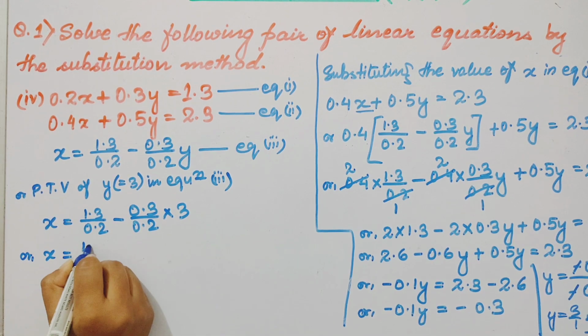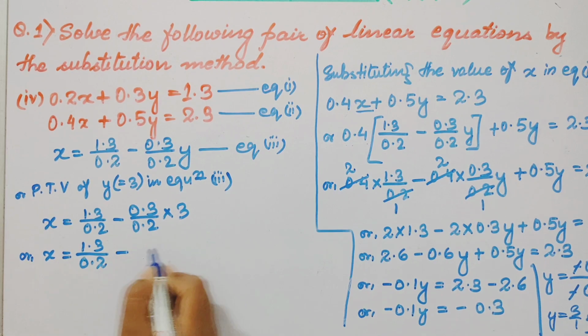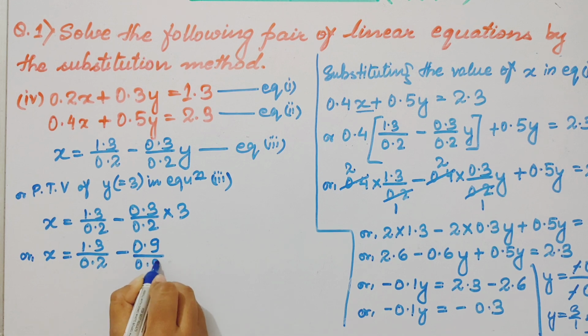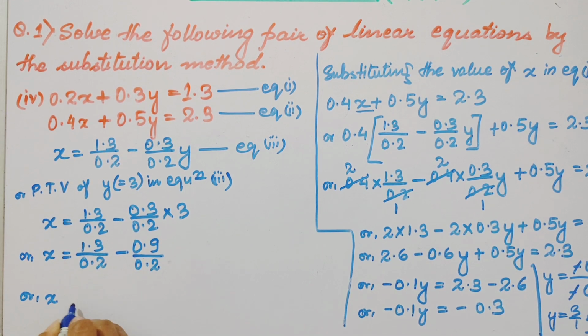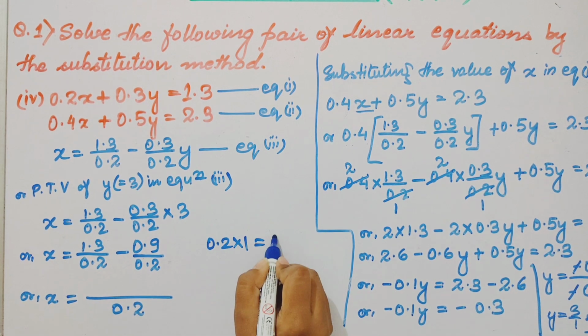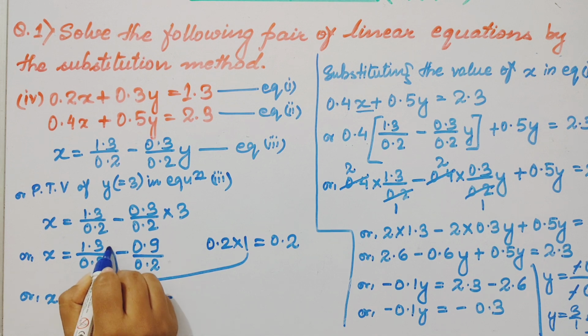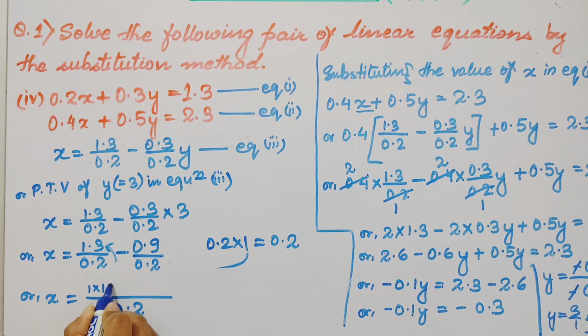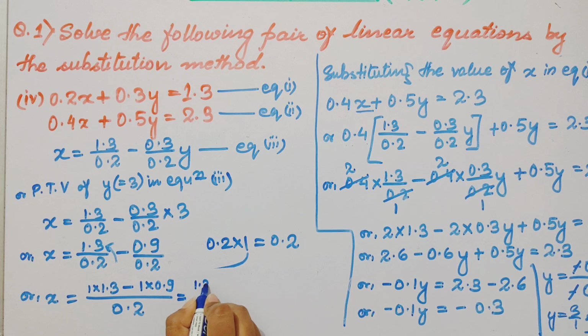Or x equals 1.3 divided by 0.2 minus, let us multiply it, 3 into 3 is 9, so it is 0.9 divided by 0.2. Let us take the LCM. The LCM of 0.2 is 0.2. How many times do we have to multiply 0.2 to get 0.2? One time, right? 0.2 into 1 is 0.2. So this one will be multiplied to the numerator, and we get 1 into 1.3, same way 1 into 0.9. So we got 1.3 minus 0.9 divided by 0.2.